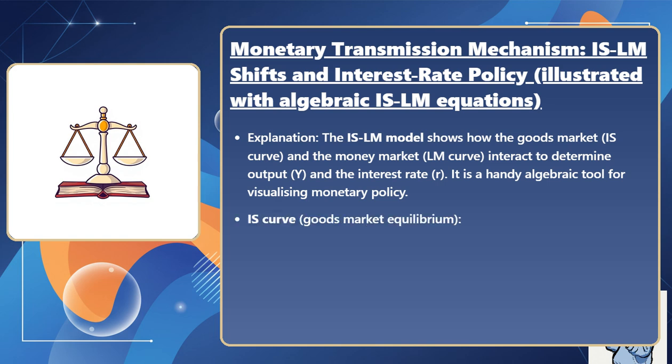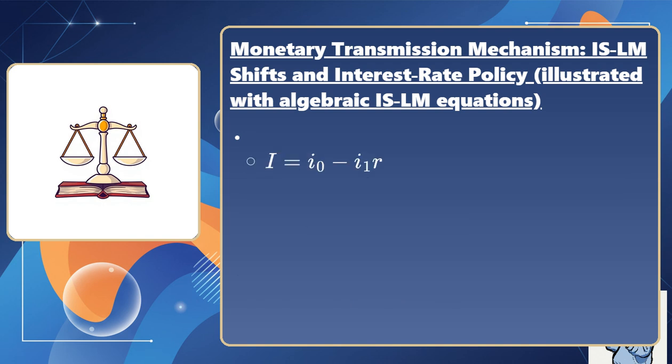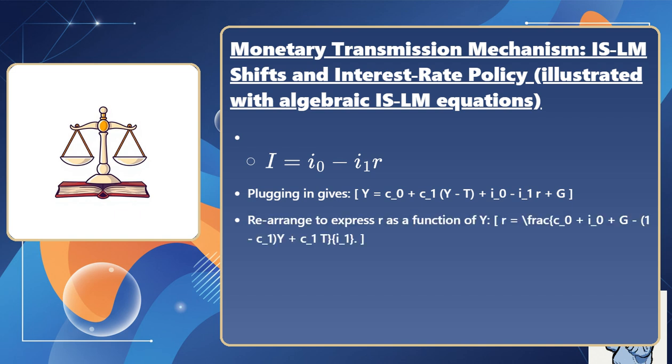IS curve, goods market equilibrium: Y = C(Y − T) + I(r) + G. C = C0 + C1(Y − T). I = I0 − I1·r. Plugging in gives Y = C0 + C1(Y − T) + I0 − I1·r + G. Rearrange to express r as a function of Y: r = [C0 + I0 + G − (1 − C1)Y + C1·T] / I1.